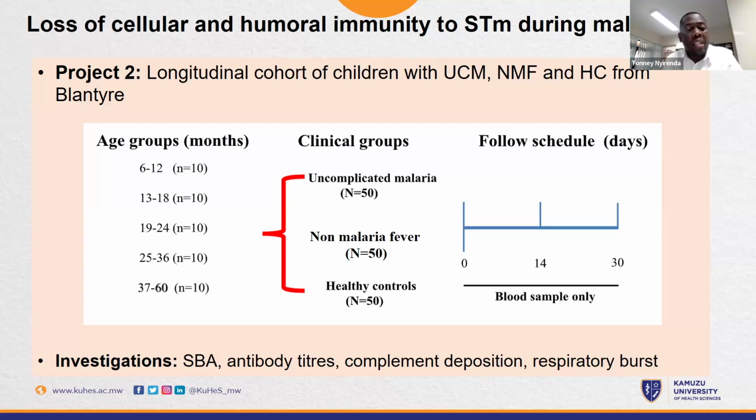And we had considered age stratifying the children because we know that stratifying age is important, because immunity against malaria and against non-typhoidal Salmonella is age dependent. So we considered all age groups. We had a group of children, 50 of them with uncomplicated malaria, 15 with non-malarial fever, and the healthy children.